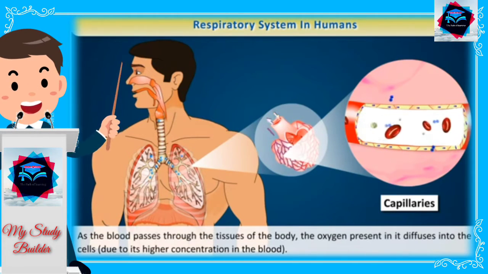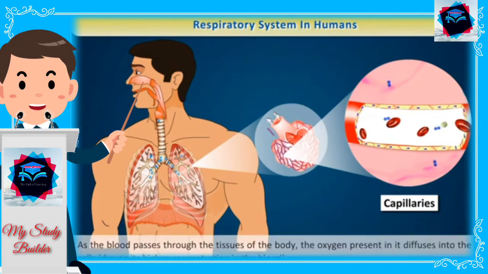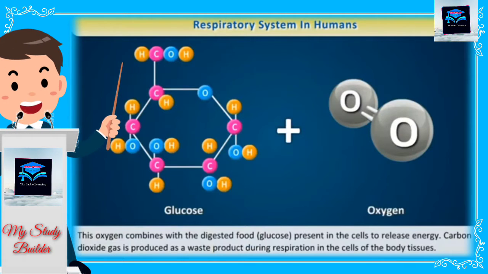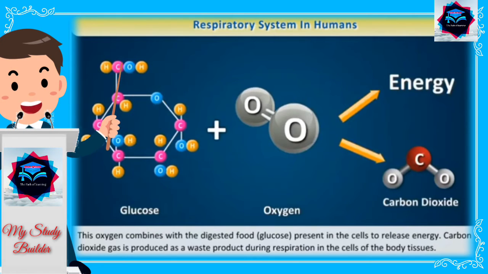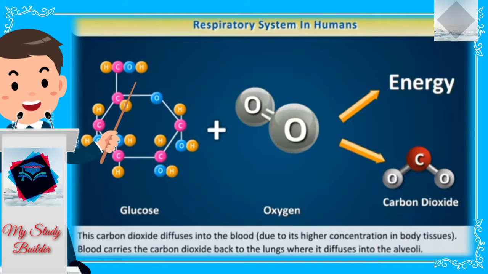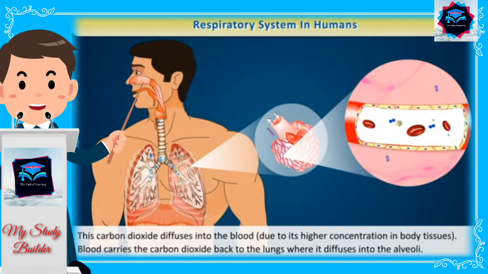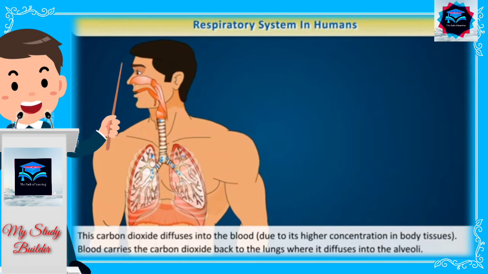As the blood passes through the tissues of the body, the oxygen present in it diffuses into the cells due to its higher concentration in the blood. This oxygen combines with the digested food, glucose, present in the cells to release energy. Carbon dioxide gas is produced as a waste product during respiration in the cells of the body tissues. This carbon dioxide diffuses into the blood due to its higher concentration in body tissues. Blood carries the carbon dioxide back to the lungs, where it diffuses into the alveoli.